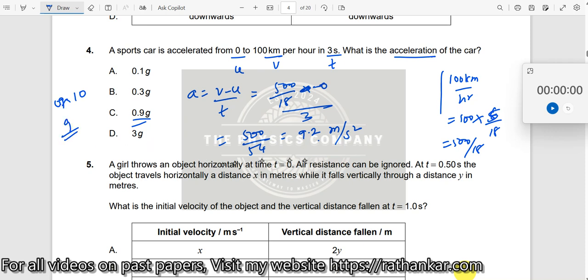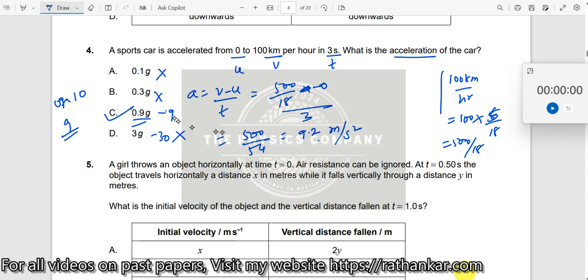So now you see, this cannot be the answer. 10 into 0.1 would be 1. No. 10 into 0.3 would be 3, no. 10 into 0.9 would be nearly 9 over here. And 3 times g, 3 times 10 would be 30 over here. So therefore, none of these are correct, and only this is very much nearby to it.